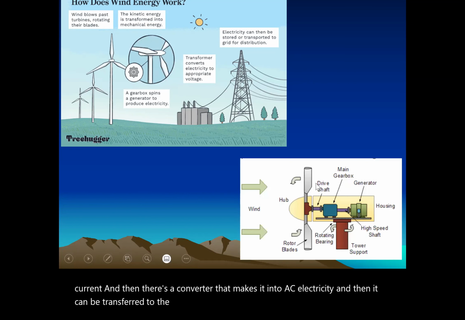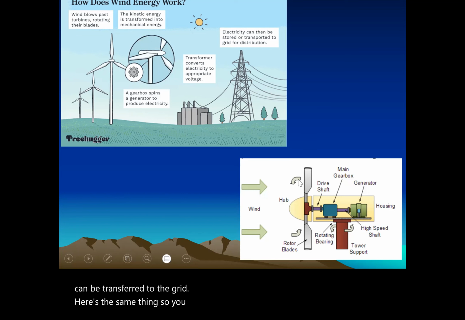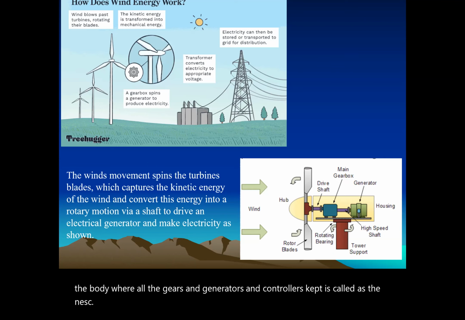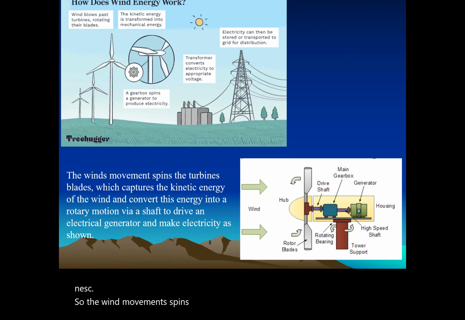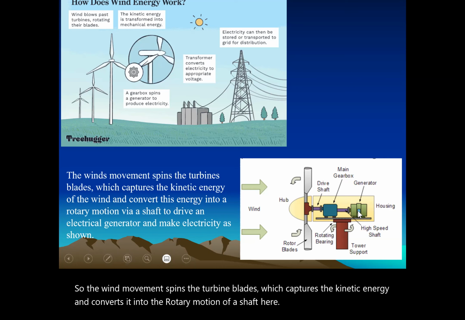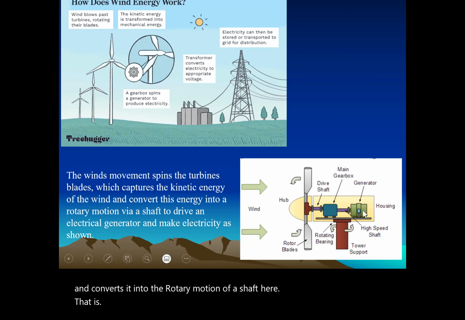Here's the same thing. So you can see the rotor blades, and the junction is called the hub. The body where all the gears, generators and controller are kept is called the nacelle. So the wind movement spins the turbine blades, which captures the kinetic energy and converts it into the rotary motion of a shaft here. That will drive the generator to make electricity. So let's look at this in more detail.